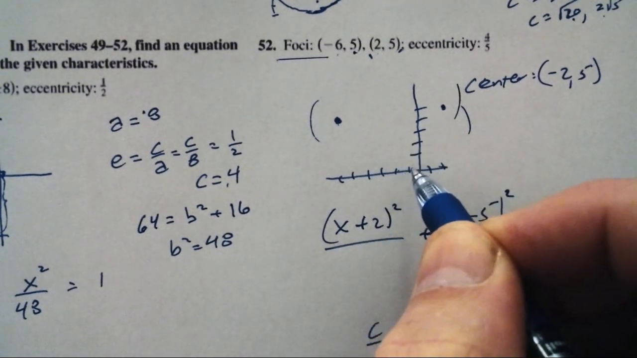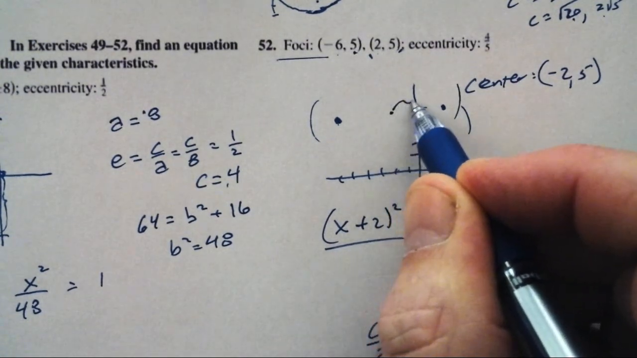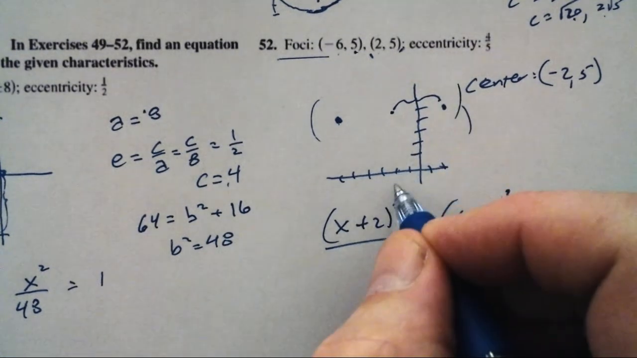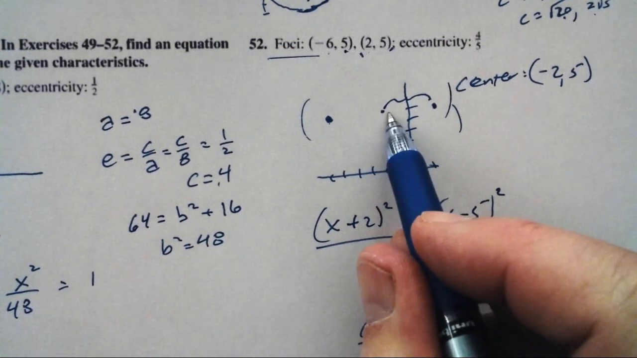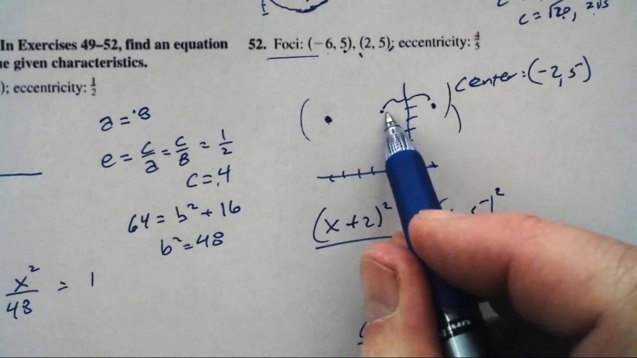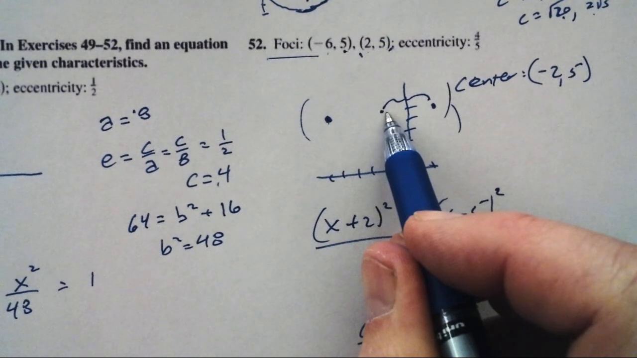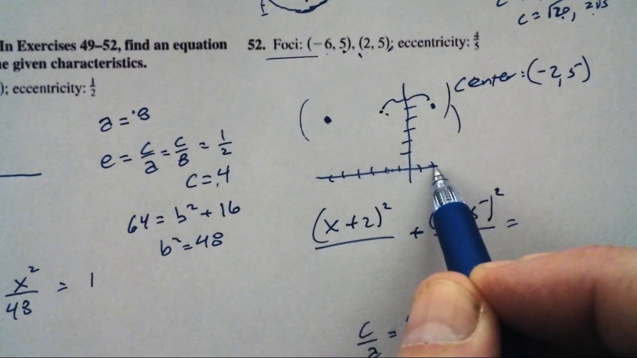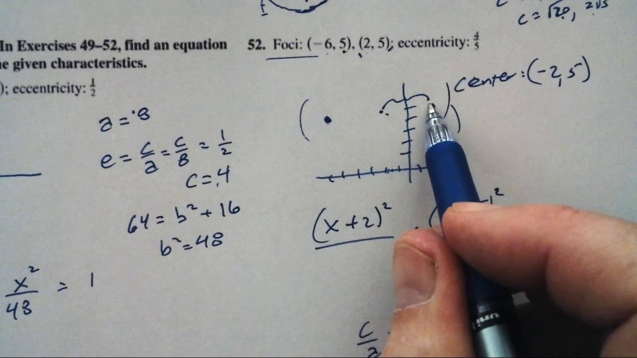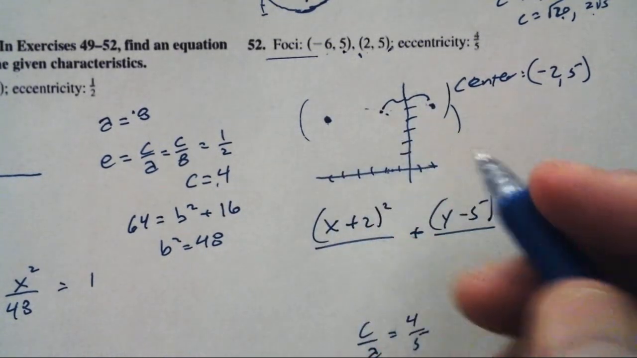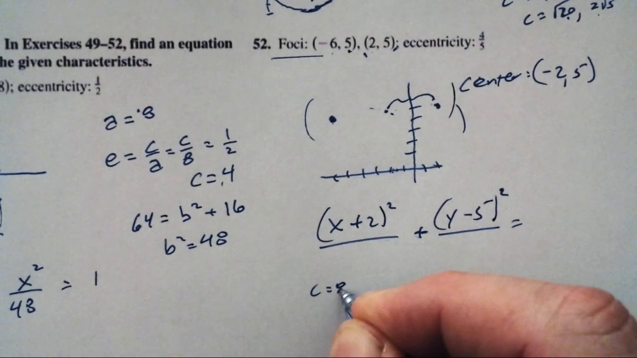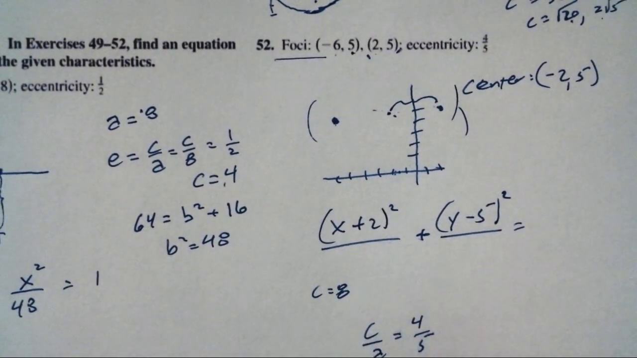Here's the center, (-2, 5). I've got C right here. C is the distance from (-2, 5) over to (2, 5). So that is a distance of 4. We're 8 between these two. So C is 8. So I've got 8 is to A as 4 is to 5.